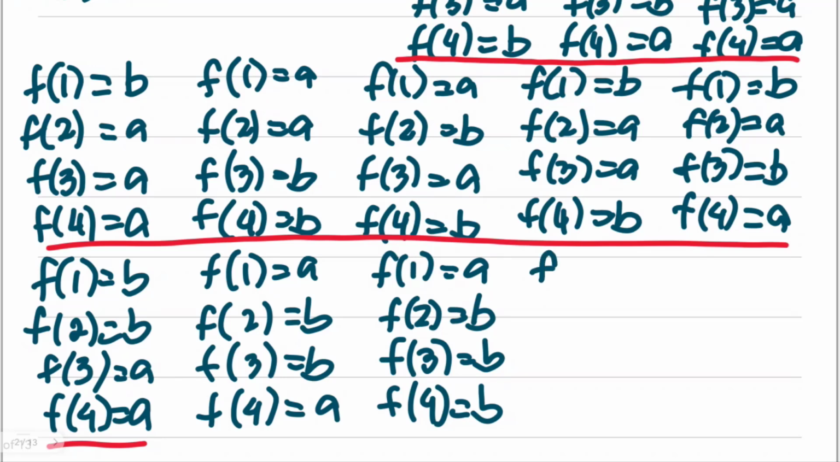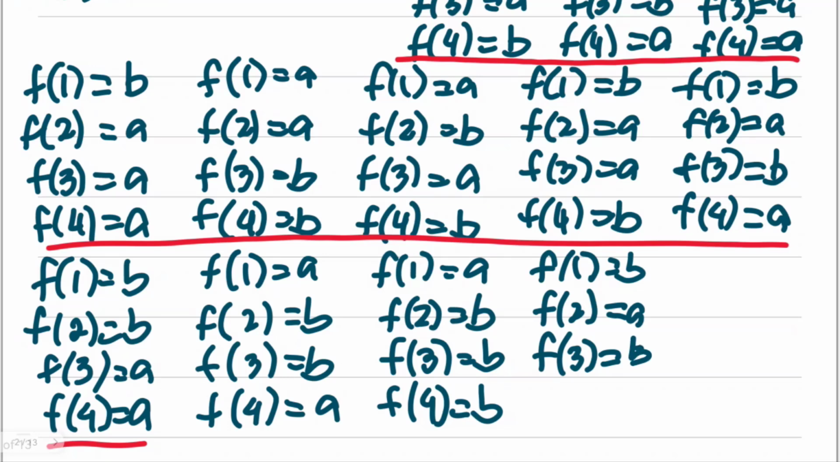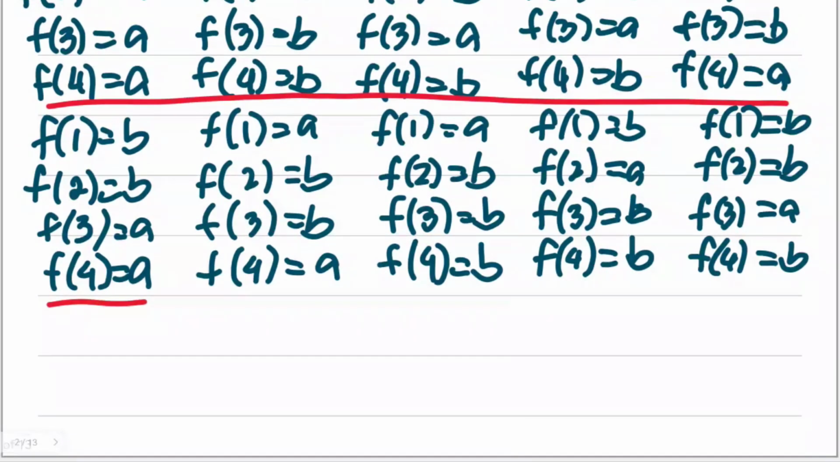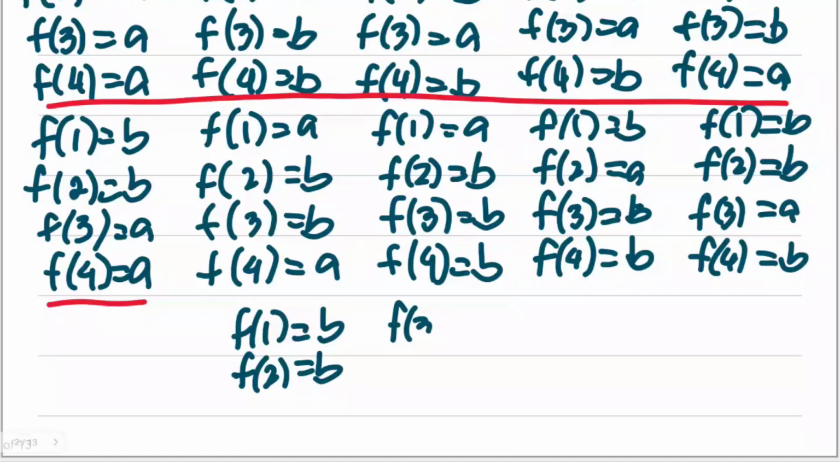So you have f of 1 is B. F of 2 is A. F of 3 is B. F of 4 is B. Next, f of 1 is B. F of 2 is B. F of 3 is A. And f of 4 is another B. We still have one more. When we move that, exchange them. So you have f of 1 is B, f of 2 is B, f of 3 is B, and then f of 4 is A.